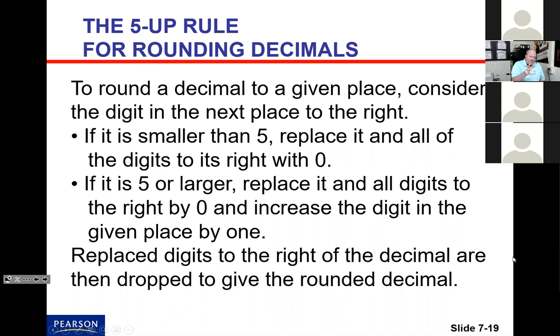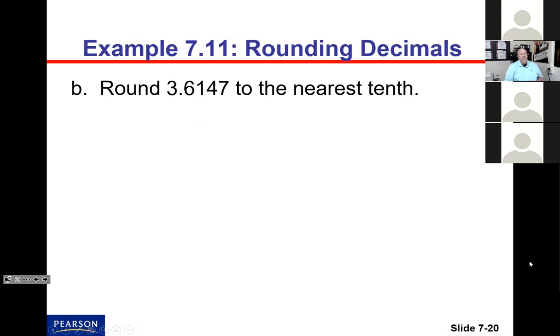You find the decimal place, right? You look to the right of the one you want, and if it's 5 or greater, you round up. If it's 4 or less, you keep it the same, right? Those were the rules. We did those already. So let's look at one here. We have 3.6147, and we want to round it to the nearest tenth.